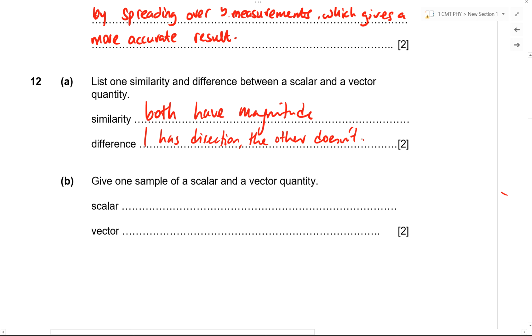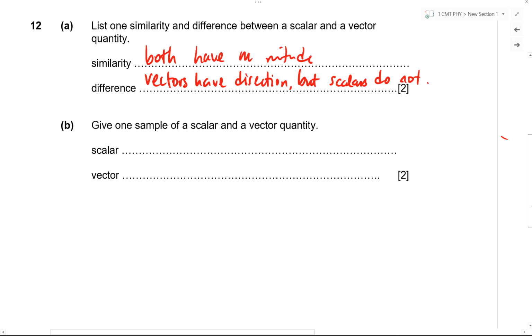Because if you write it this way, when I mark, I think this person probably doesn't know which one has direction. He is trying to take his chances, see whether I'm lenient or not. But too bad, I'm not lenient, I will give it a wrong. You must state which one has direction. So which one has direction? Vector has direction. But scalars do not.